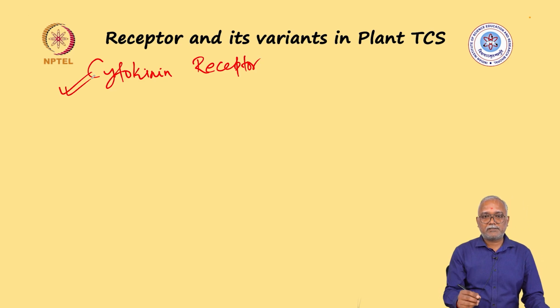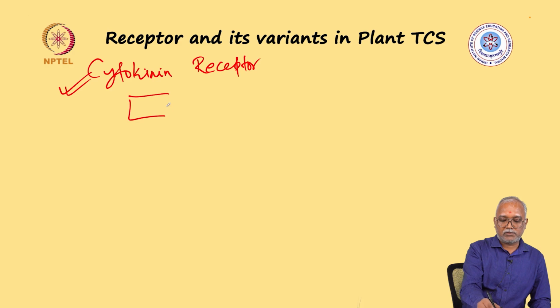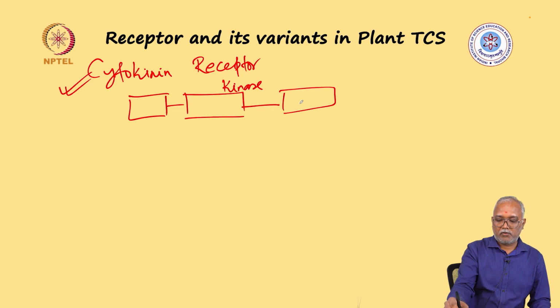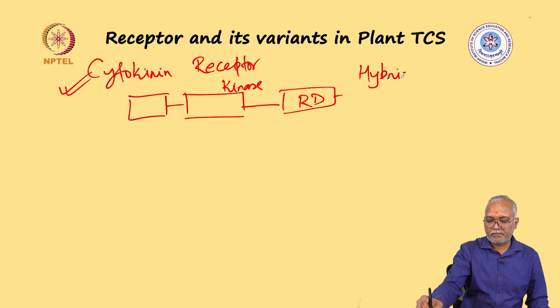So you have distinct type of receptors present in those regions. As you would expect, any of these receptors will have extracellular domain, then you will have the kinase domain, and then you will have the receiver domain. Why receiver domain? Because this is a hybrid type receptor.